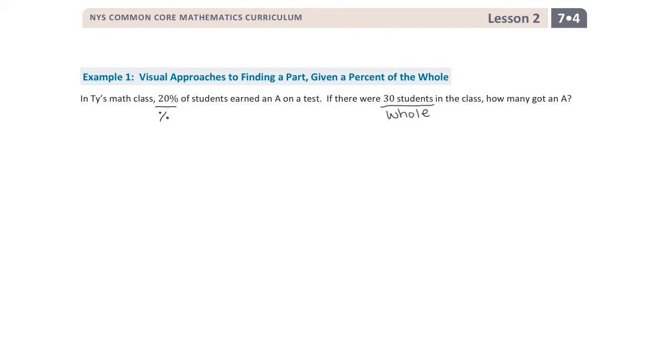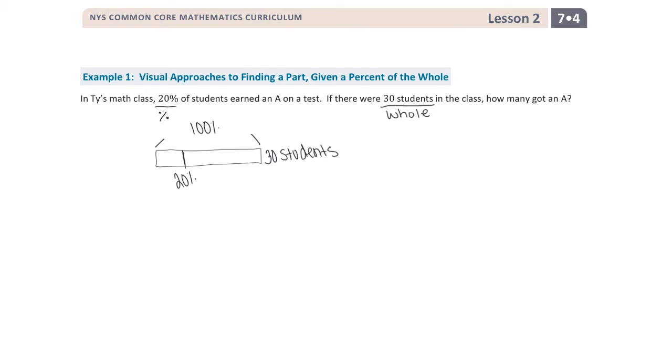First, I'm going to show you how to represent this using a diagram. My diagram is going to represent the amount of total students that I have, which is 30. We know that my 30 students is going to represent 100% of my class, and that the 20% of students here earned an A on the test.